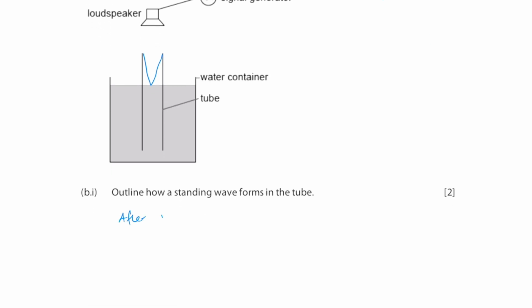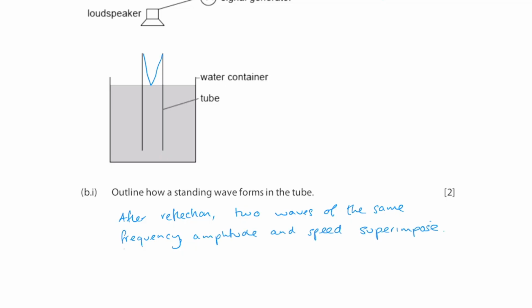After reflection, two waves, the same frequency, amplitude and speed, superimpose. This results in a standing wave. And maybe put pattern at the end.